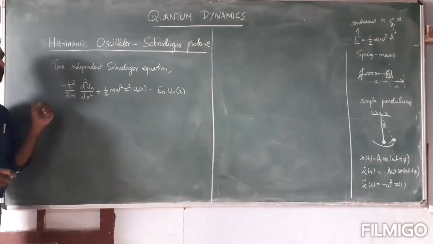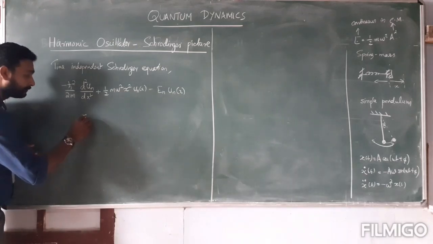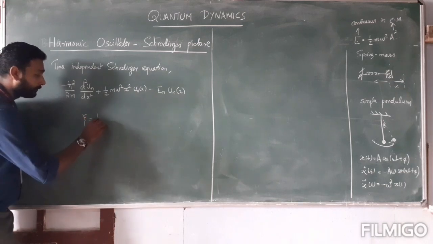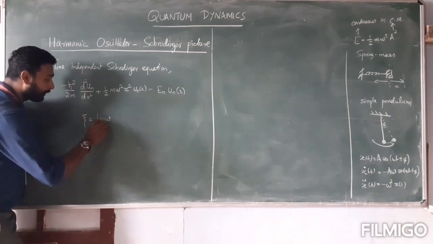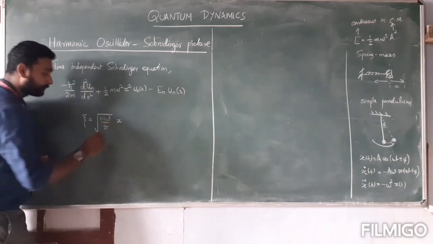So this is the time independent Schrodinger equation we have. Okay, so our first step is, I will introduce a new variable theta, and this is defined as square root of m omega by h cross into x.